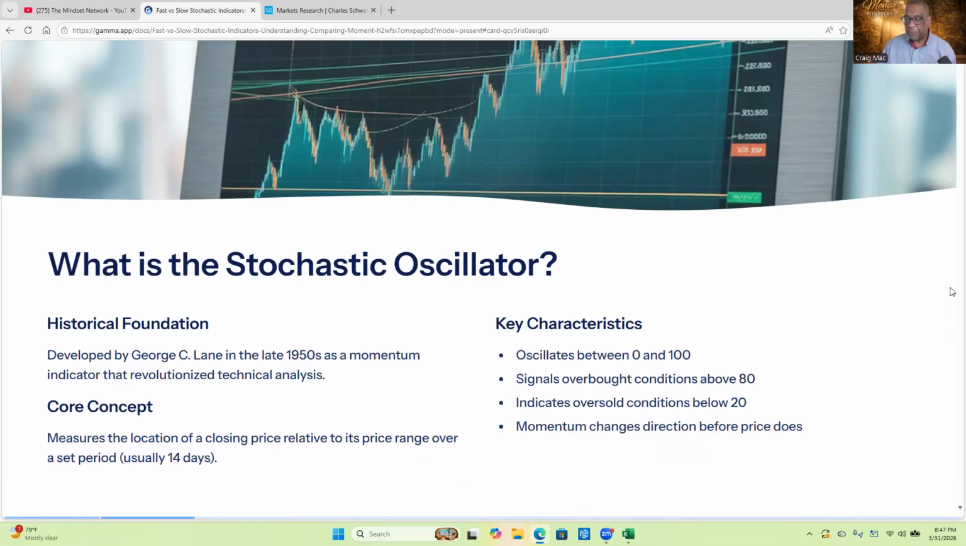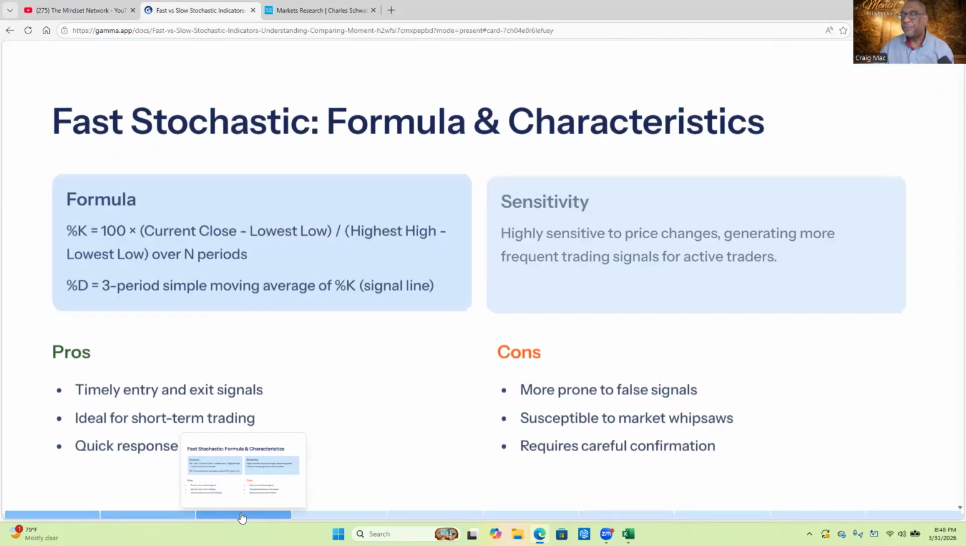It's an oscillator. Okay, it was developed by George C. Lane in the late 50s, 1950s, that is. And basically, it keeps track of the relative price range over a 14-day period. It oscillates between 0 and 100, signals overbought when the oscillator is above 80, oversold when the oscillator is at 20 or below, and it tracks the momentum changes before the price does. Okay? All right, next slide.